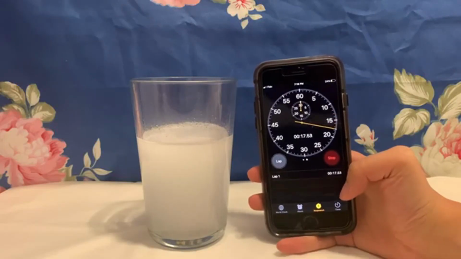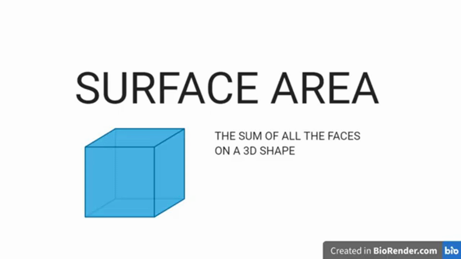The reason why the powdered form of the tablet was able to dissolve faster was due to the increase in surface area. Surface area is the sum of all the faces on a three-dimensional shape. By decreasing the size of a reactant, the surface area will increase, raising the chances of particles colliding with each other, making the rate of reaction faster.